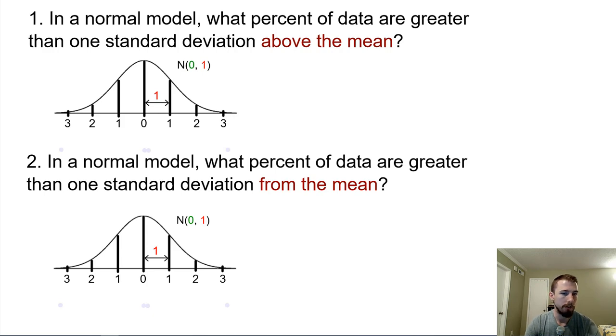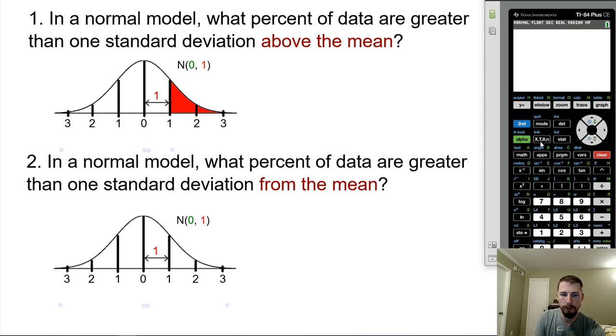So let's look at a few problems. These are the most missed problems I saw on the multiple choice section. So let's go over the difference between the wordings of these two questions. It says, in a normal model, what percent of data are greater than 1 standard deviation above the mean? So if we are 1 standard deviation above the mean and we want to know what's larger than that, we're referring to this area underneath the curve here. Okay. So more than 1 standard deviation above the mean.